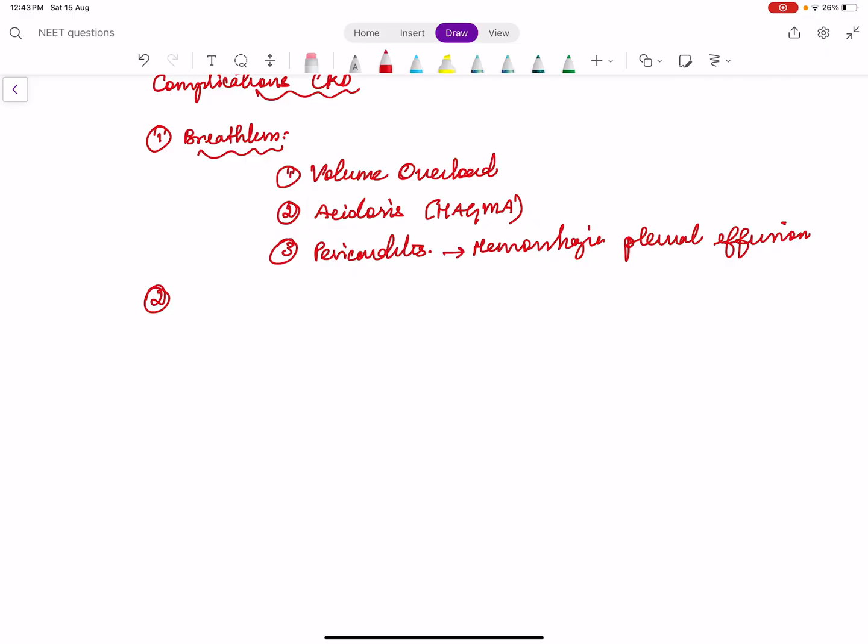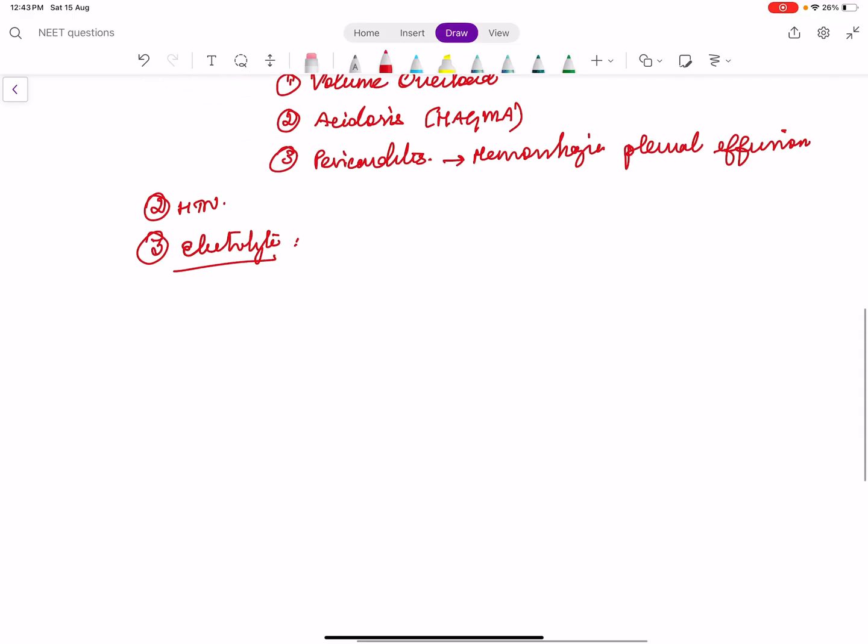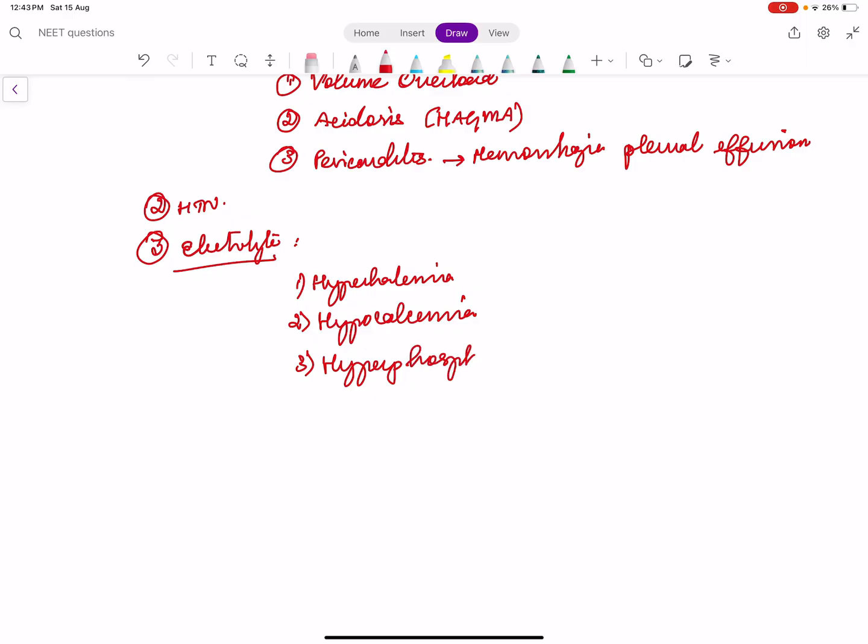So what else we can have? There can be hypertension, and hypertension can lead to pulmonary edema. Electrolyte imbalances are very, very common. So why are electrolyte imbalances common? There can be hyperkalemia because potassium is not excreted by the kidneys. There can be hypocalcemia and hyperphosphatemia. Phosphate is a substance which is excreted by the kidney. When phosphate is not excreted, phosphate increases.